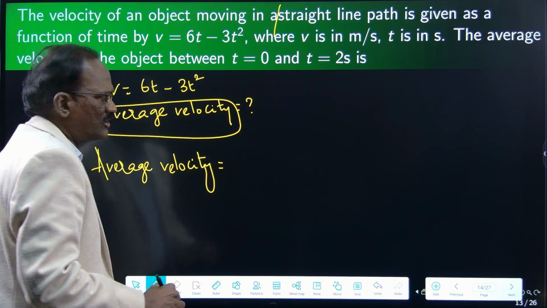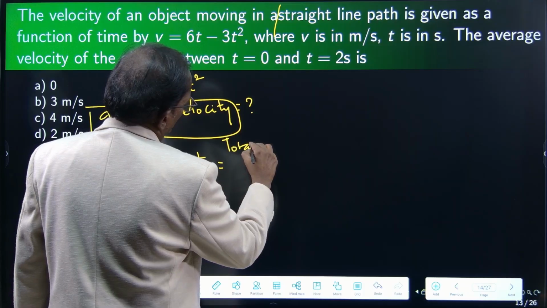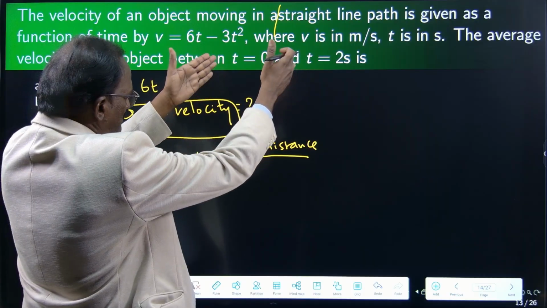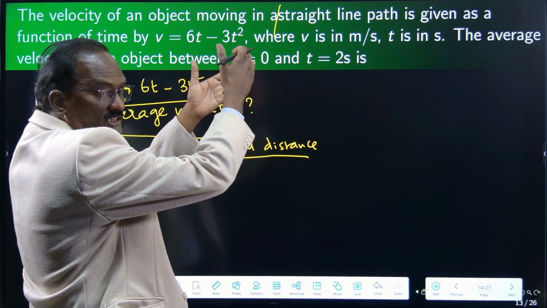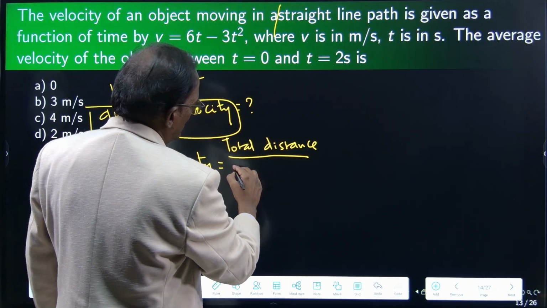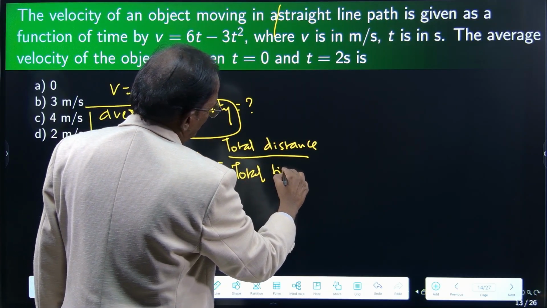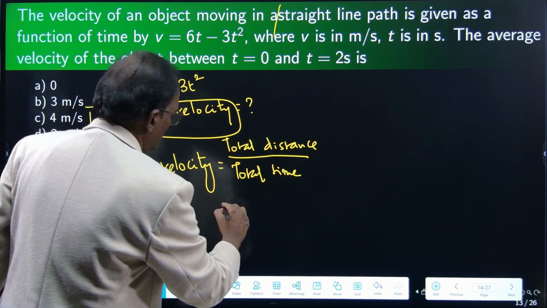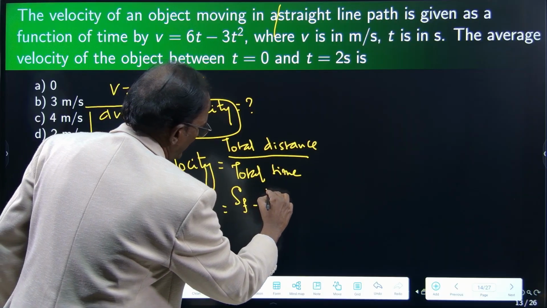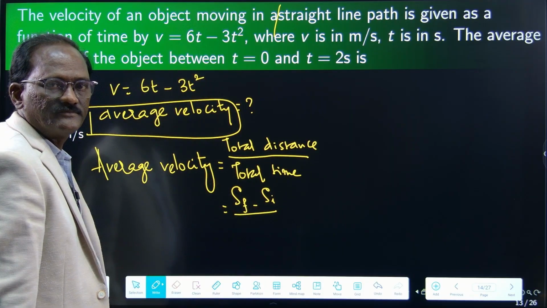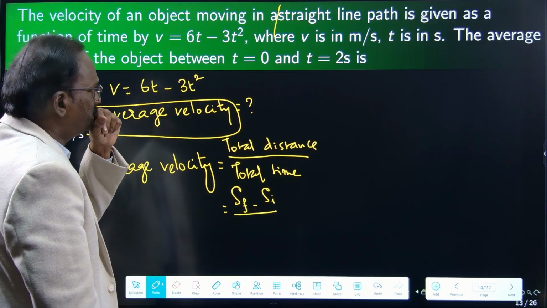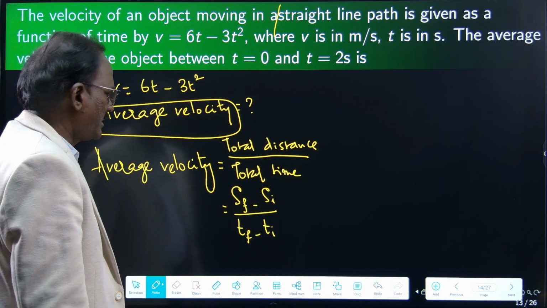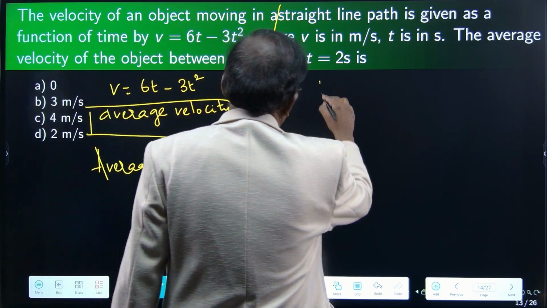Average velocity is equal to the total distance covered between this time interval, 0 to 2 seconds, divided by total time. For total distance covered, we have to find the final s value minus the initial s value, where it was initially. Similarly, final time minus initial time, right?